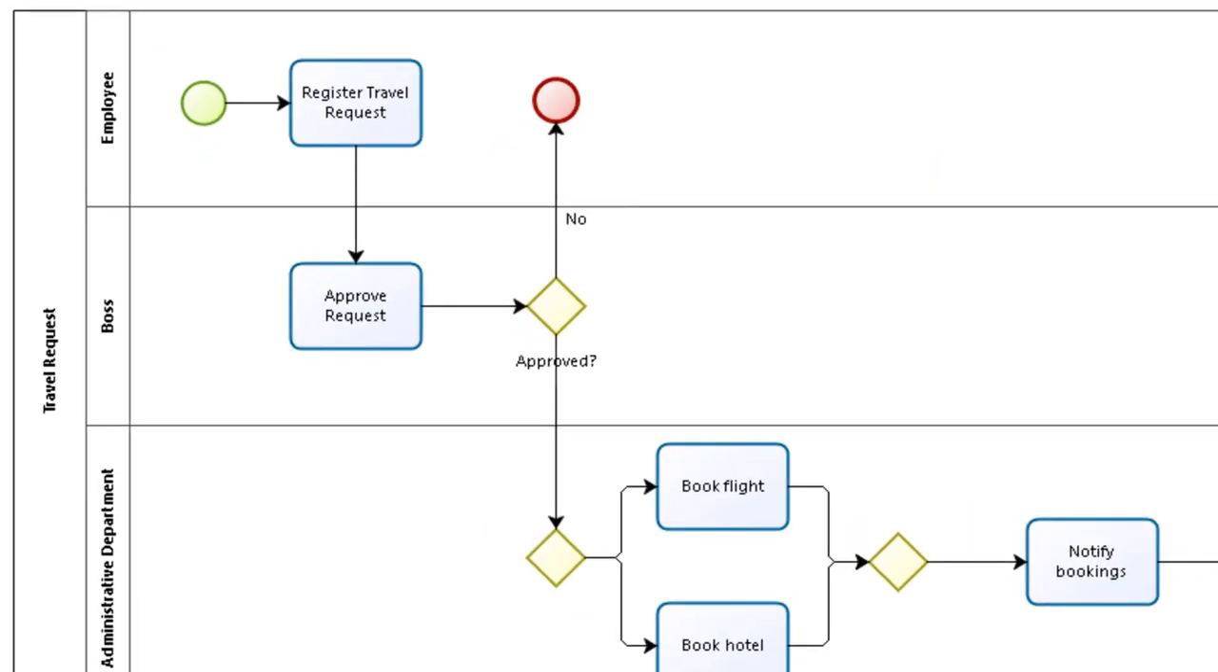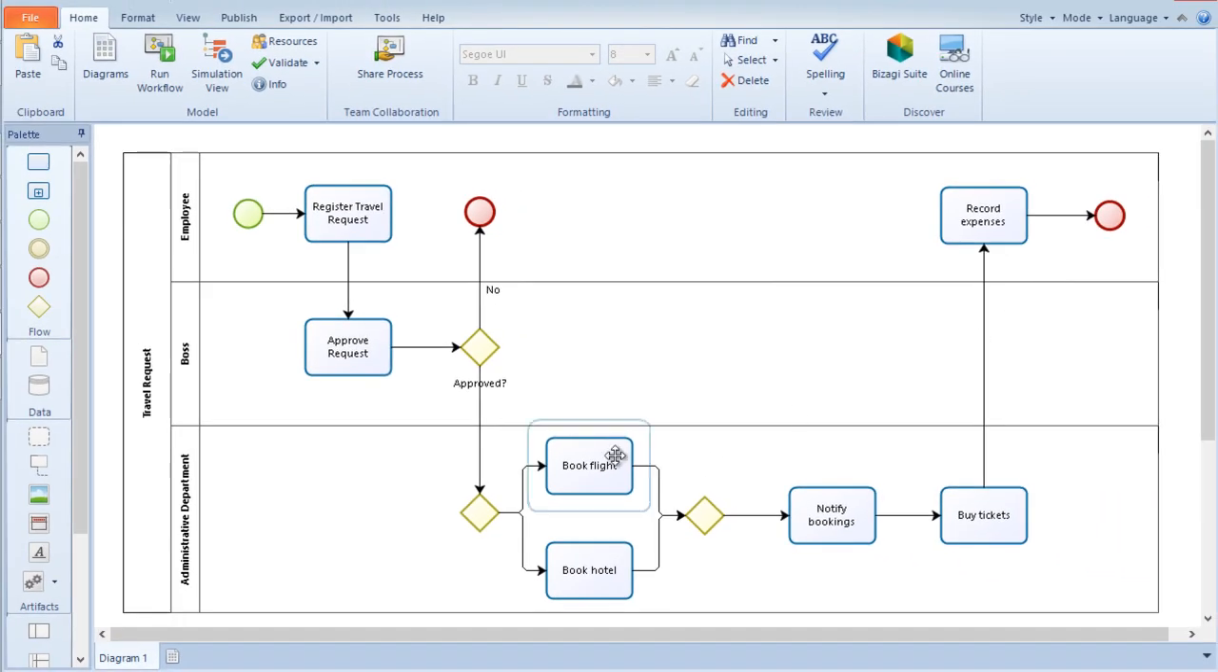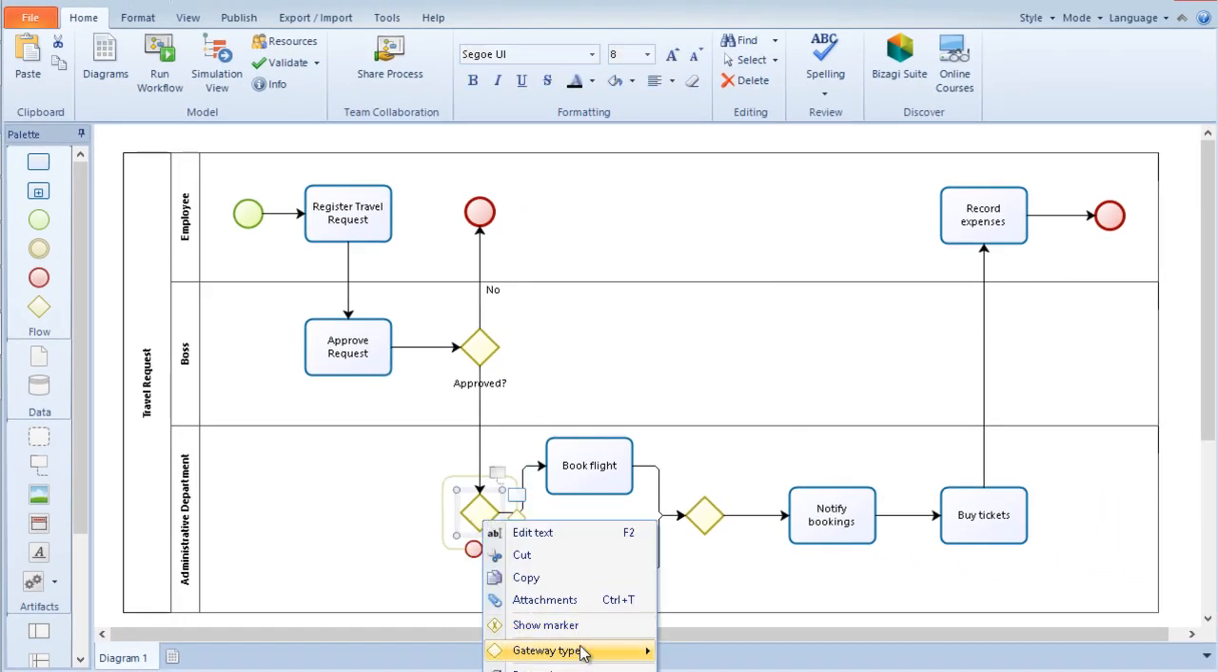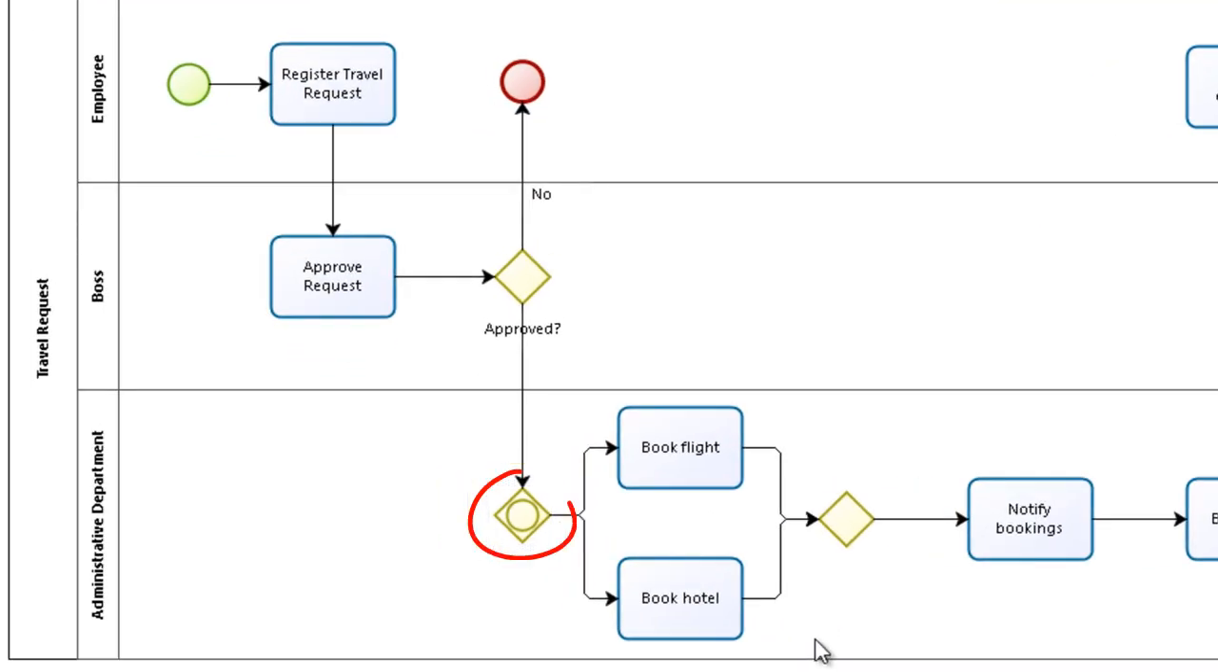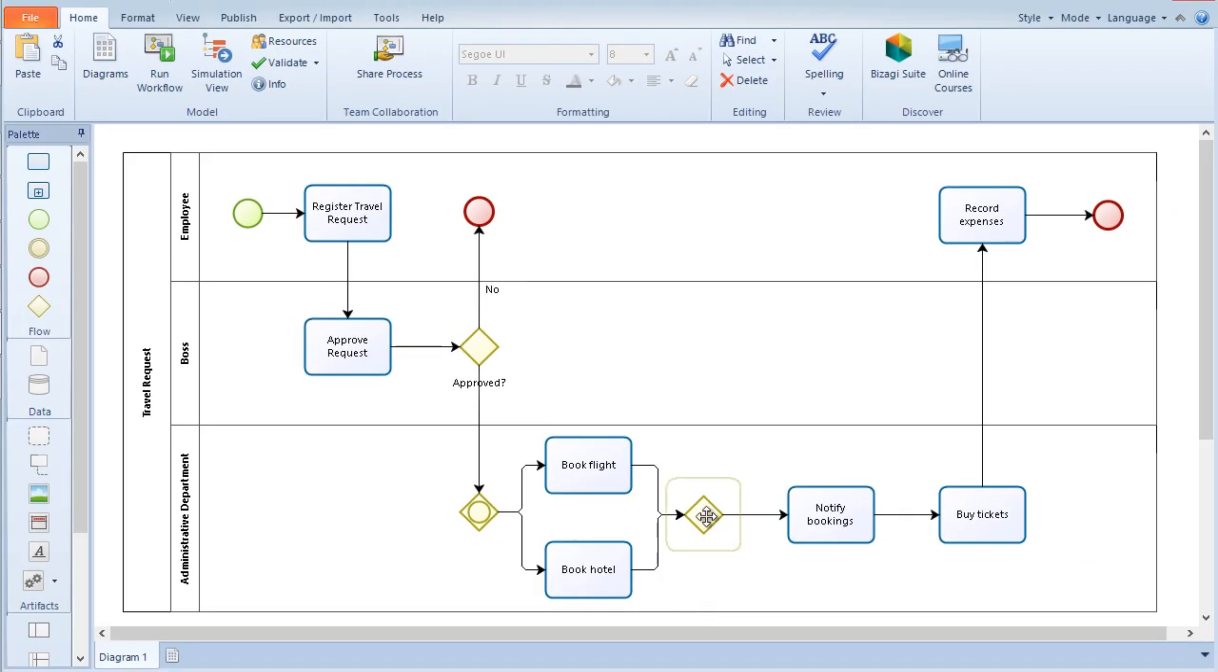An exclusive gateway represents a flow point where there are two or more alternative paths, but only one of them is valid. Here, the boss will approve or reject the travel request. To select the type of event, task or gateway to be used, right-click on the element and select the shape type. An inclusive gateway is a point on the path where several paths can be activated. The employee may need a flight and a hotel.